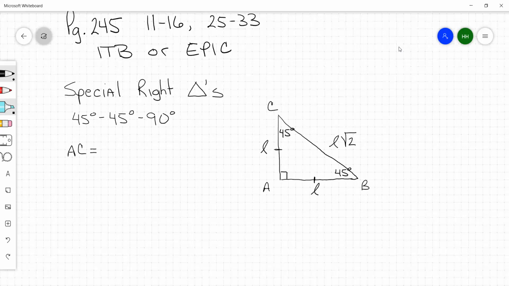If you know the length of the hypotenuse, all right, side AC is equal to the hypotenuse divided by square root of 2. Always in a 45, 45, 90. AC or AB, we can say AB or AC is equal to the hypotenuse divided by the square root of 2.